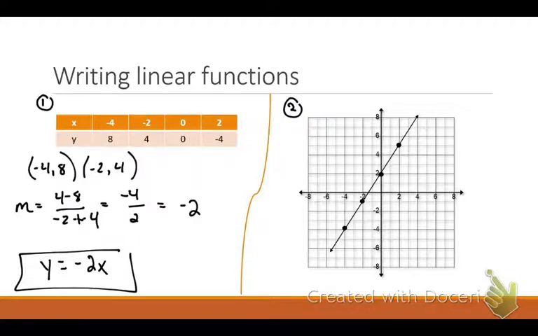Right, that would be -4. But then 0 minus -2 becomes +2. So it's still -4 over 2. Okay? So it should not matter which ordered pair you use.